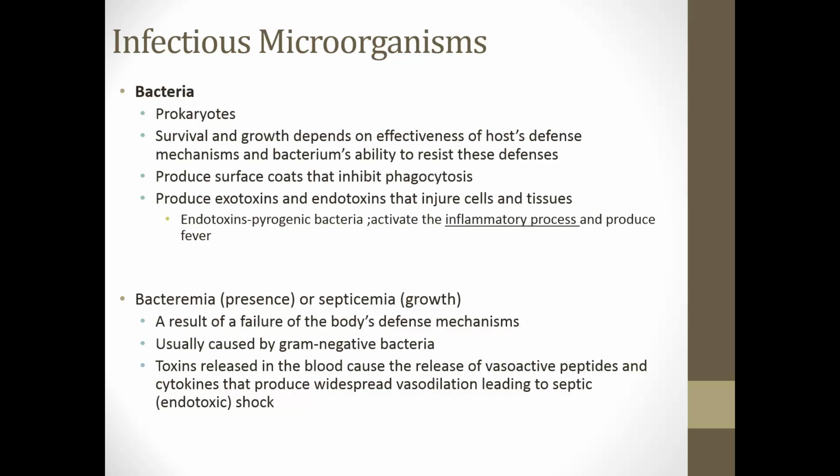And toxins that are released from these gram-negative bacteria in the blood cause the release of vasoactive peptides and cytokines that produce widespread vasodilation. Now, why would we be concerned? We know that the patient has a bacterial infection, it's growing and proliferating in the blood, so once it's in the circulatory system, it can get everywhere in the body because it can travel very easily. Now we have these endotoxins producing widespread vasodilation.